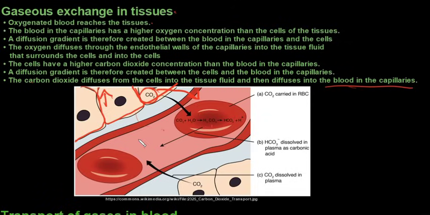And now the blood is once again rich in oxygen because it's just come from the lungs. So there's a high concentration of oxygen in the blood and a low concentration in the tissue. So oxygen will move from a high concentration to a low concentration, and thus diffusion has just occurred.